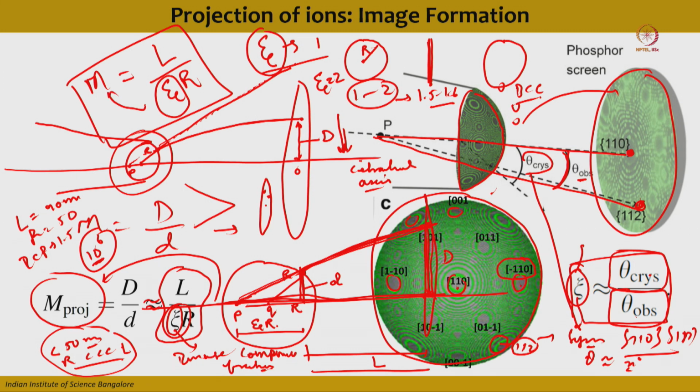Typically your value of L is around 90 mm to 100 mm. Usually we keep L at 90 mm, and if you have a radius of 50 and an ICF of 1.5, you can reach a magnification up to 10 raised to the power 6. That is the power of field ion microscopy. So we discussed the projection of ions and also the image formation.